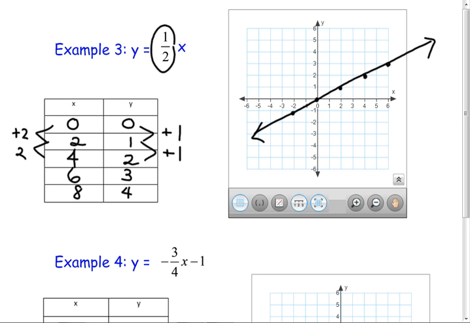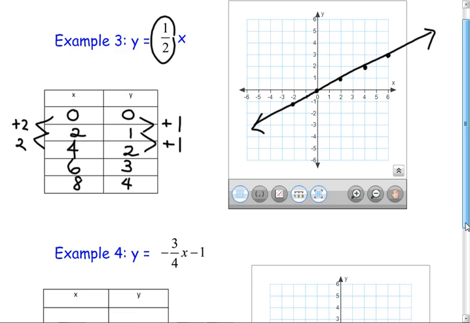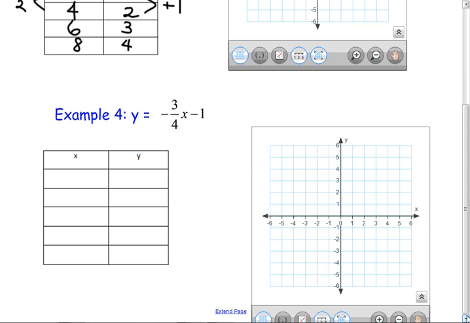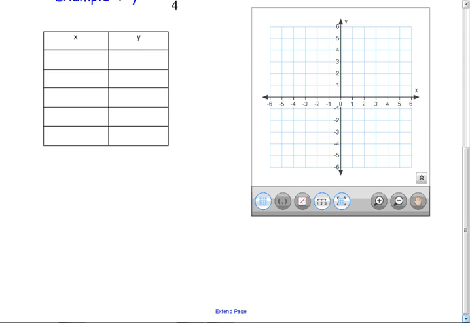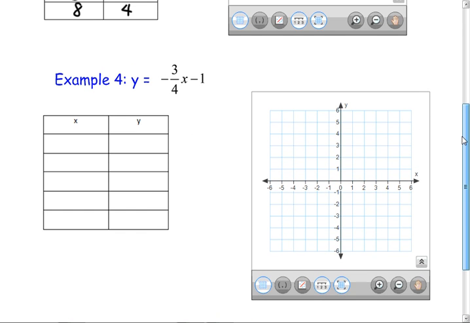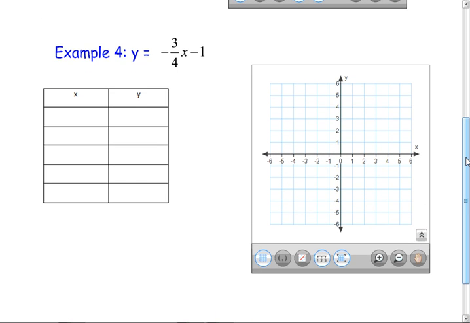Is that it? Yep, that's pretty good. Okay. This one's going to be harder. I gave you a hard one. -3/4 times my x, and then I'm going to take away 1. So I might have to show my work on that one.